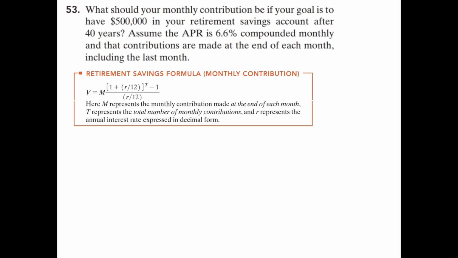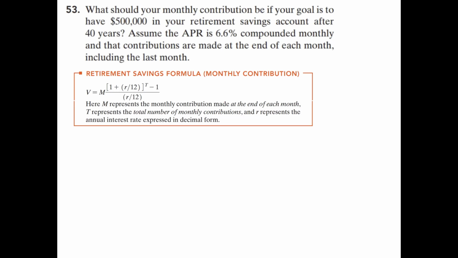Okay, so again, you have to know which formula to use, and that's this formula. Retirement savings formula, monthly contribution. So V is equal to M times (1 plus R over 12) to the T minus 1, all divided by R over 12. Here, M represents the monthly contribution at the end of each month. T represents the total number of monthly contributions. R represents the annual interest rate expressed in decimal form.